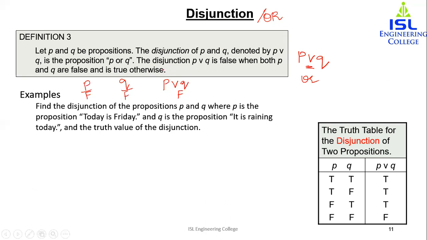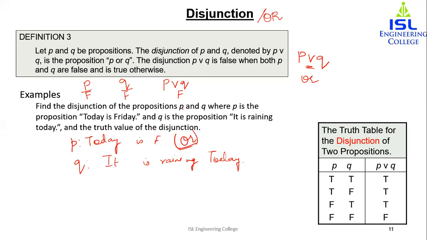Let's see an example. The same example: P is the proposition today is Friday and Q is the proposition it is raining today. Whenever you write it in the form of a compound proposition, better always mention it in this form: P, today is Friday; Q, it is raining today. Now, whenever you have to write the disjunction, the word to be attached between both statements is or. So the statement will become today is Friday or it is raining today.